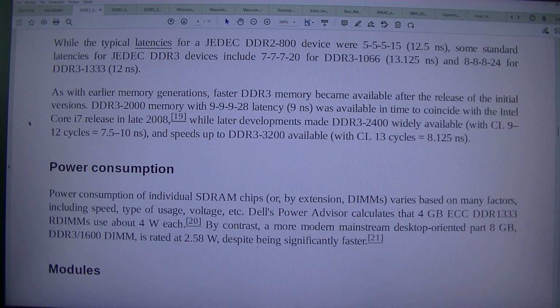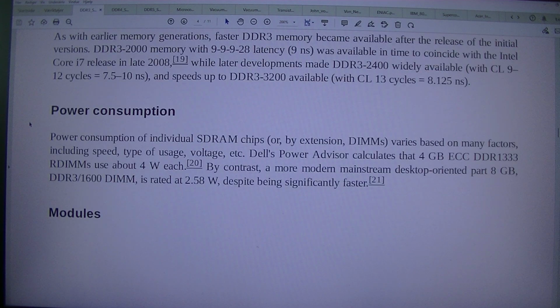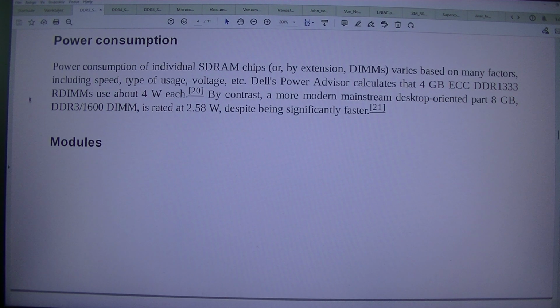Power consumption. Power consumption of individual SDRAM chips, or, by extension, DIMMs, varies based on many factors including speed, type of usage, voltage, etc. Dell's Power Advisor calculates that 4 GB ECC DDR3-1333 RDIMMs use about 4 W each. By contrast, a more modern mainstream desktop-oriented 8 GB DDR3-1600 DIMM is rated at 2.58 W, despite being significantly faster.